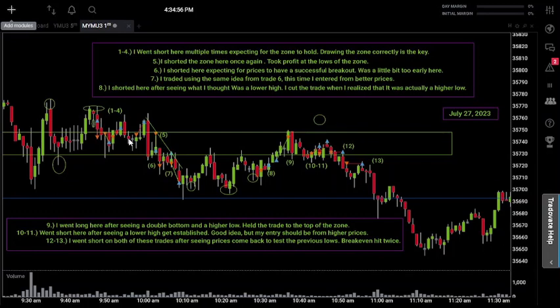You're not going to be able to learn how to draw the zone the perfect way from trading a live chart because it's just too much pressure, just too much going on. You've got to figure out how to do this in practice first and then do it in the game.